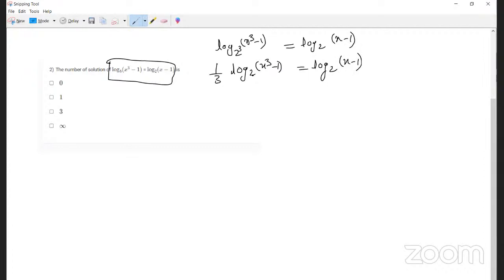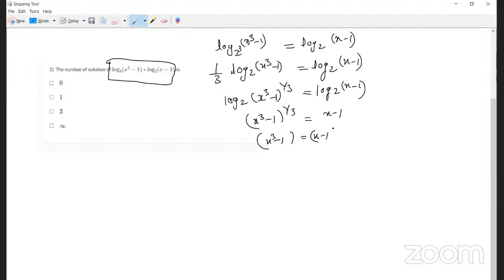Then 1 by 3 in the power: x cube minus 1 to the power 1 by 3 equals 1 by 3 log of 2x minus 1. Right, so I can say x cube minus 1 to the power 1 by 3 equals x minus 1, right? Because the base is same. Yes. Okay. So just taking the cube of this, x cube minus 1 equals x minus 1 whole cube.